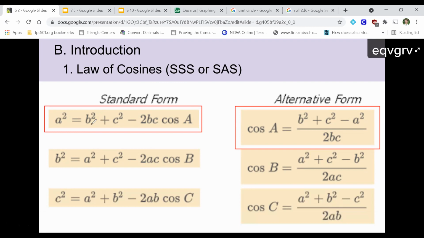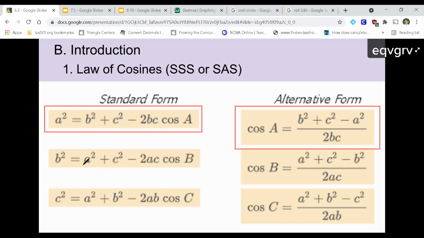Each of these relates a side with its opposite angle, with this function of the other two sides. So like here, we use the pair of side A and angle A, and then the stuff in the middle becomes the other two sides, b squared plus c squared minus 2bc times cosine of angle A. All the rest of these are just flipping letters around.